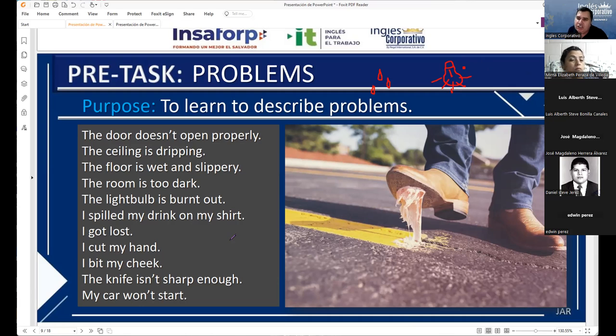I spilled my drink on my shirt. I was drinking, moved, and I spilled. I got lost, we understand, right? Me perdí. I cut my hand, like you are chopping. Ooh, you say, I cut my hand. I bit my cheek. I was eating and I bit my cheek. Me mordí el cachete.